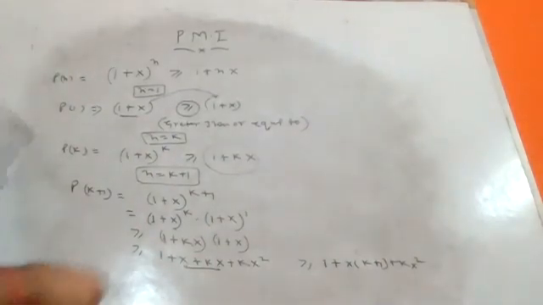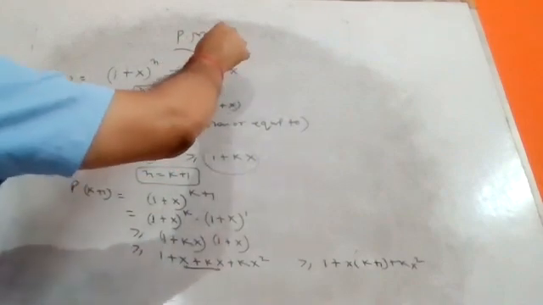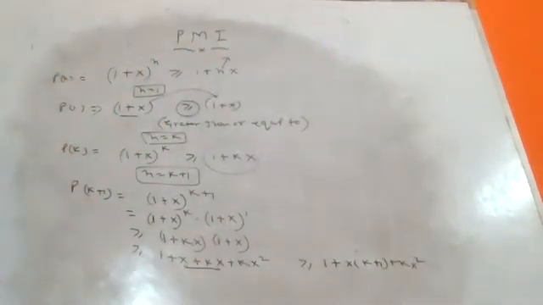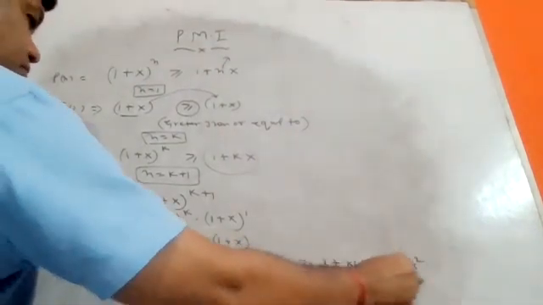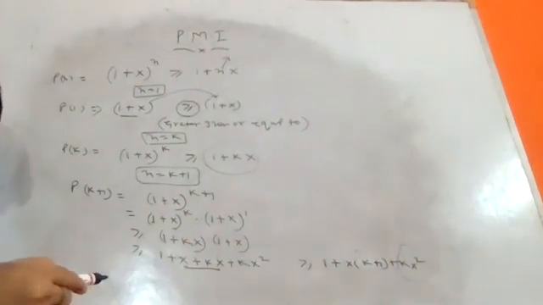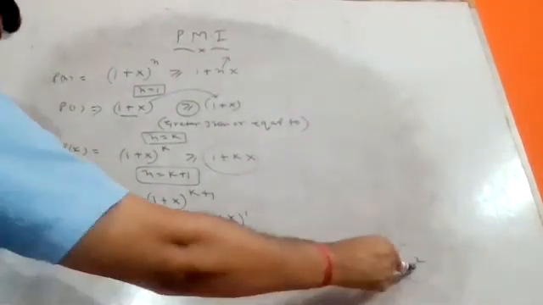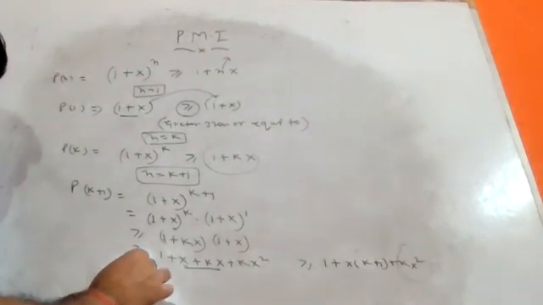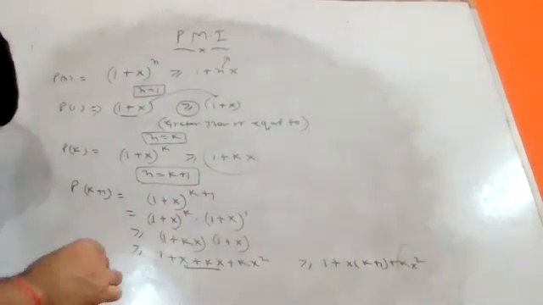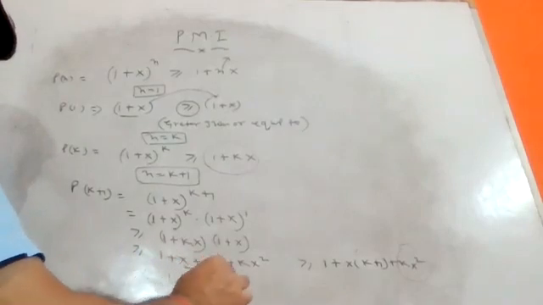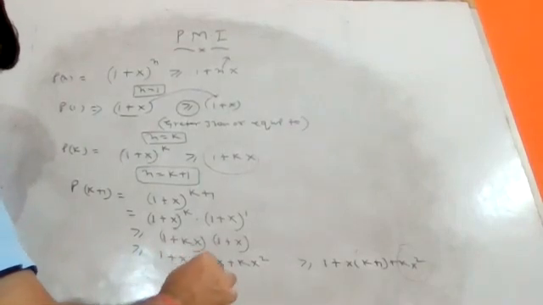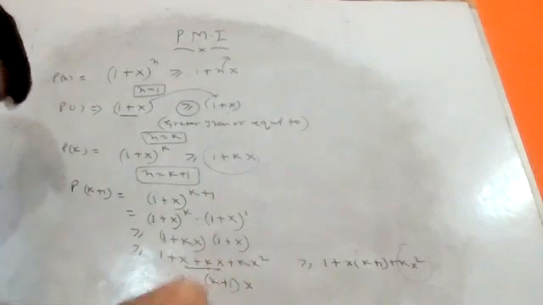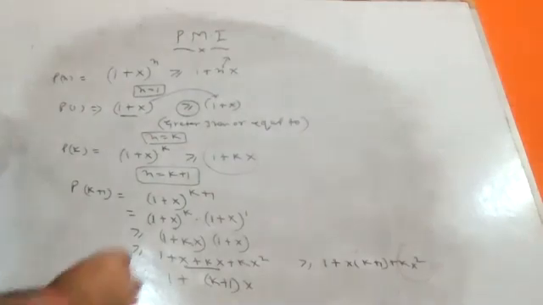So we can say that from this one, in place of n we put the value of k. So the result would be what? 1 plus (k plus 1) into x. And this value, what? This value is always positive because x square is always positive. So we can write here 1 plus (k plus 1) into x. That's why we are going to say that this one is true.